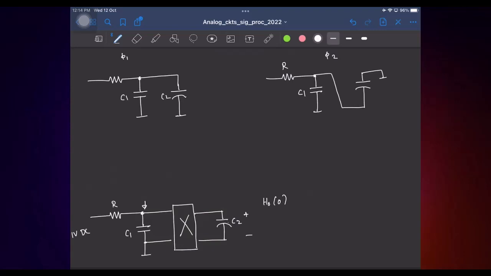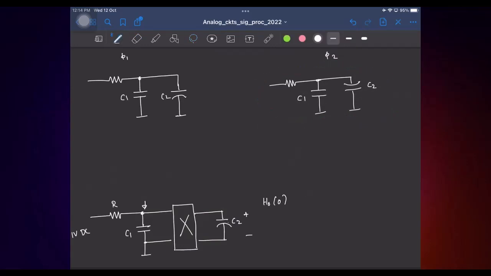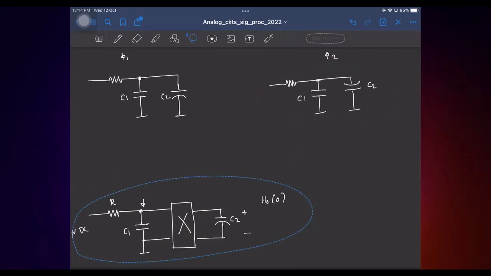Right? Again, I'll redraw this as RC, and here we have it like this. The bottom plate is connected to the top plate. Okay, so let me probably erase this, and so this is your circuit, and maybe you'll cover this portion.